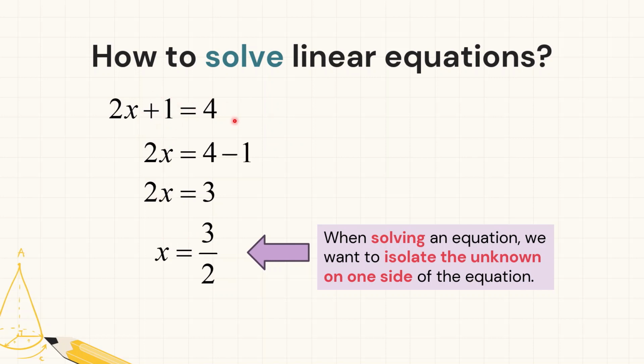To be more precise, we are actually balancing the equation by subtracting 1 on both sides of the equation. So when we subtract 1, a positive 1 minus 1 will give us 0. Hence, we get 2x equals to 4 minus 1, and that simplifies to 2x equals to 3. Then, we divide both sides by 2, and that will get us the answer of x equals to 3 over 2. I hope that you find this process familiar because we have learned this in Sec 1 as well, in terms of how to solve linear equations.